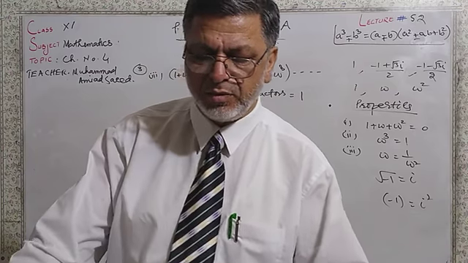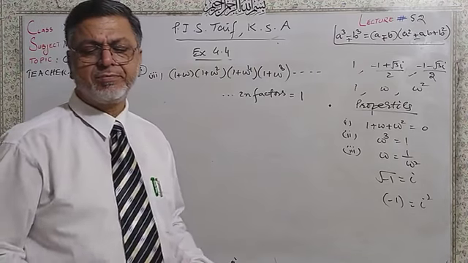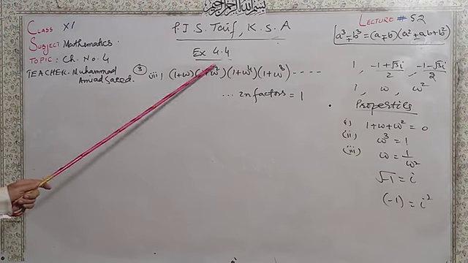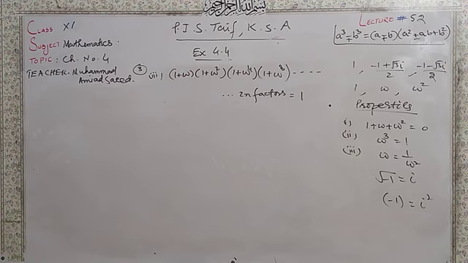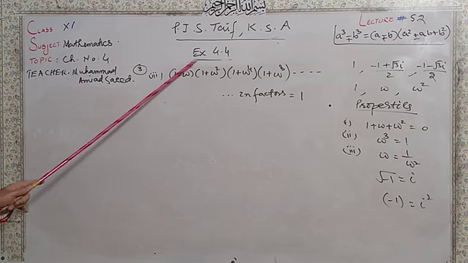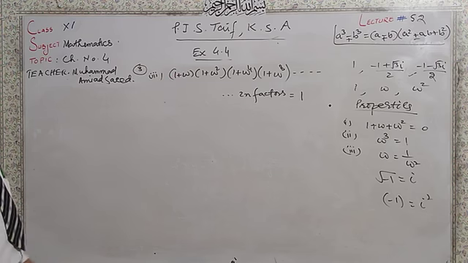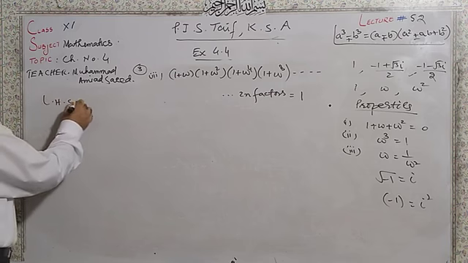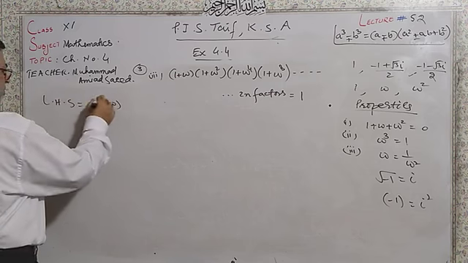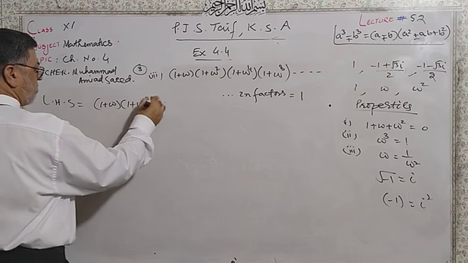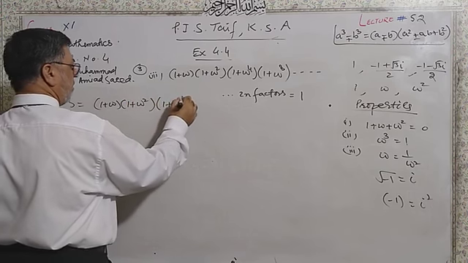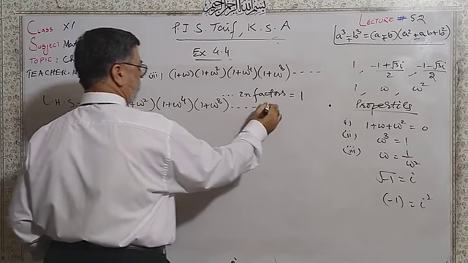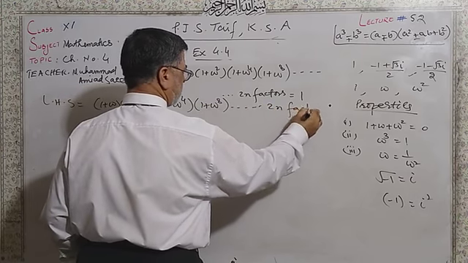Dear students, look at this question. We have to prove that left hand side is equal to right hand side. Left hand side has 2n factors. So taking left hand side, (1 plus omega), (1 plus omega square), (1 plus omega 4), (1 plus omega 8) up to so on 2n factors.